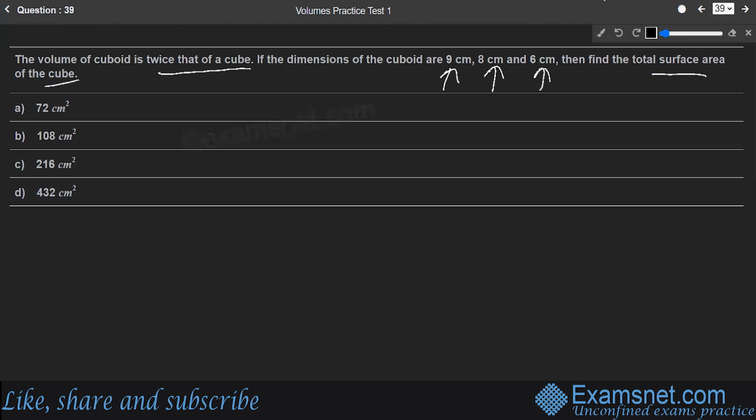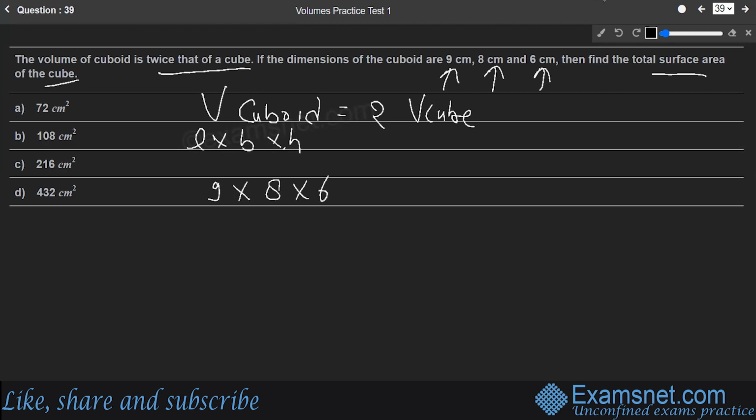Okay, so let us find out the volume of the cuboid. He says the volume of the cuboid is equal to twice the volume of the cube. So we need to find the volume of the cuboid first. Volume of a cuboid is given by L into B into H always. We have all the values, so it is 9 into 8 into 6, which is equal to twice the volume of the cube.